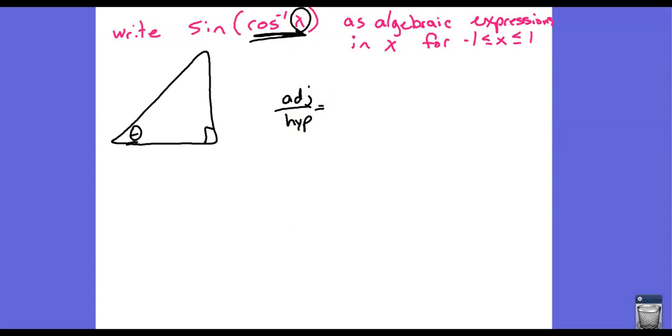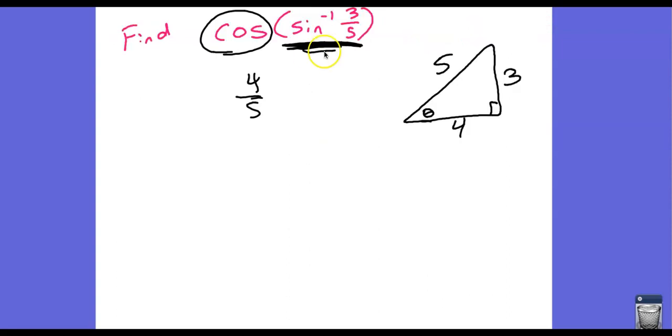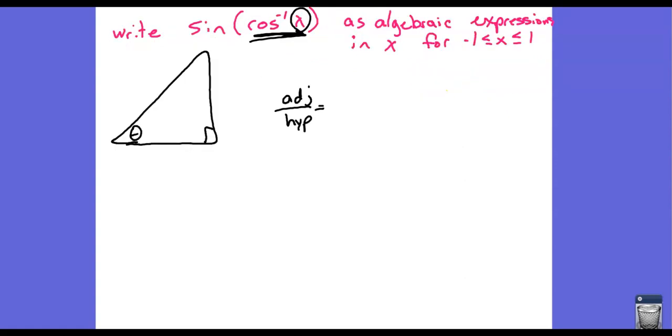And we want to basically have this equal x. So just like the last problem, where we made this 3/5, the opposite over hypotenuse, well, the same thing here. We want to make sure that this is x over 1, because that's really what it is. So this is going to be x, and this is going to be 1. And if we use the Pythagorean theorem, we're going to find out this side right here is the square root of 1 minus x squared.